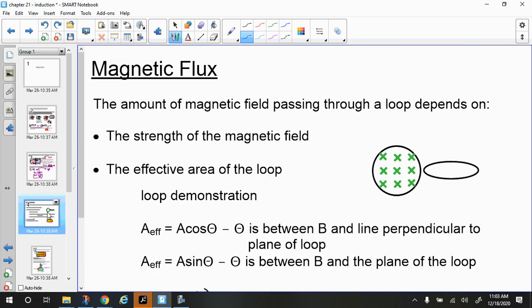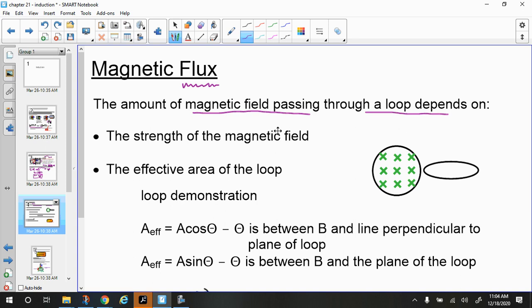Okay, so let's talk about magnetic flux. Magnetic flux is a challenging concept. I think one of the main reasons is this word right here, flux. If you think about what flux means in society, flux means change, right? But in physics, magnetic flux is not a change of something, it's just a value. But we are going to be interested in changes in magnetic flux to calculate things. So it's kind of challenging to wrap your head around. So magnetic flux is the amount of magnetic field passing through a loop.